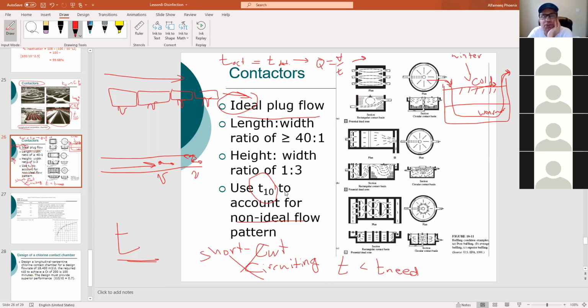Now, to account for that, they came up with this idea, T10. T10 is experimental. They put a tracer there and figure out how much time 90% of the water in that unit takes to pass through the unit, right? This is why we call it T10: 90% passes, and 10% doesn't pass, in other words, a delay. And they use what they call the baffling ratio, I guess, BR maybe, all right?